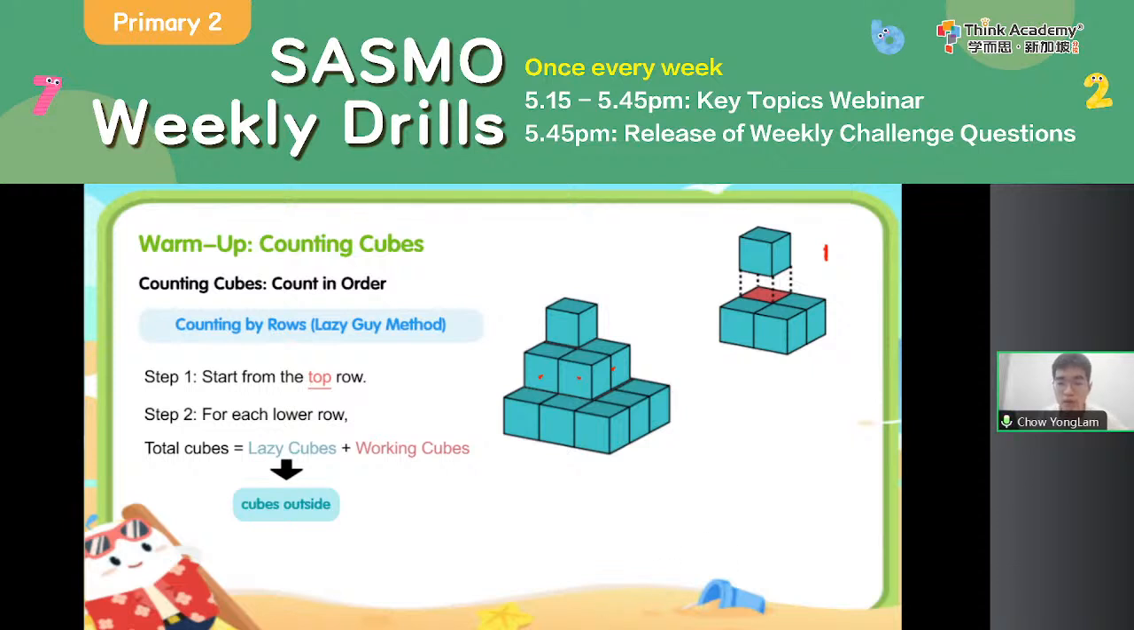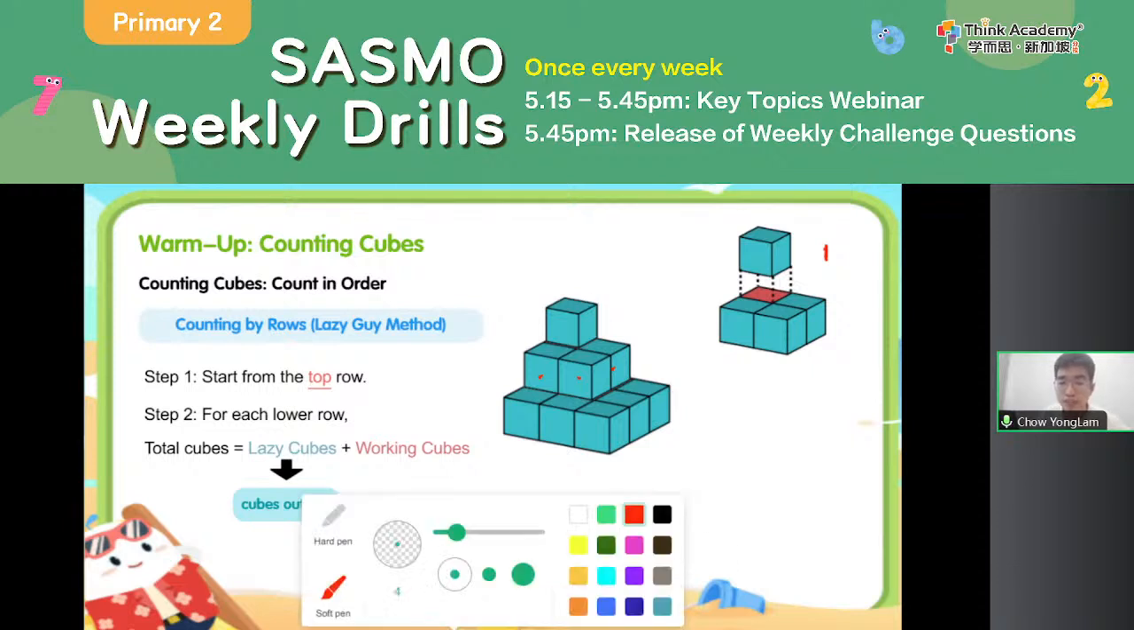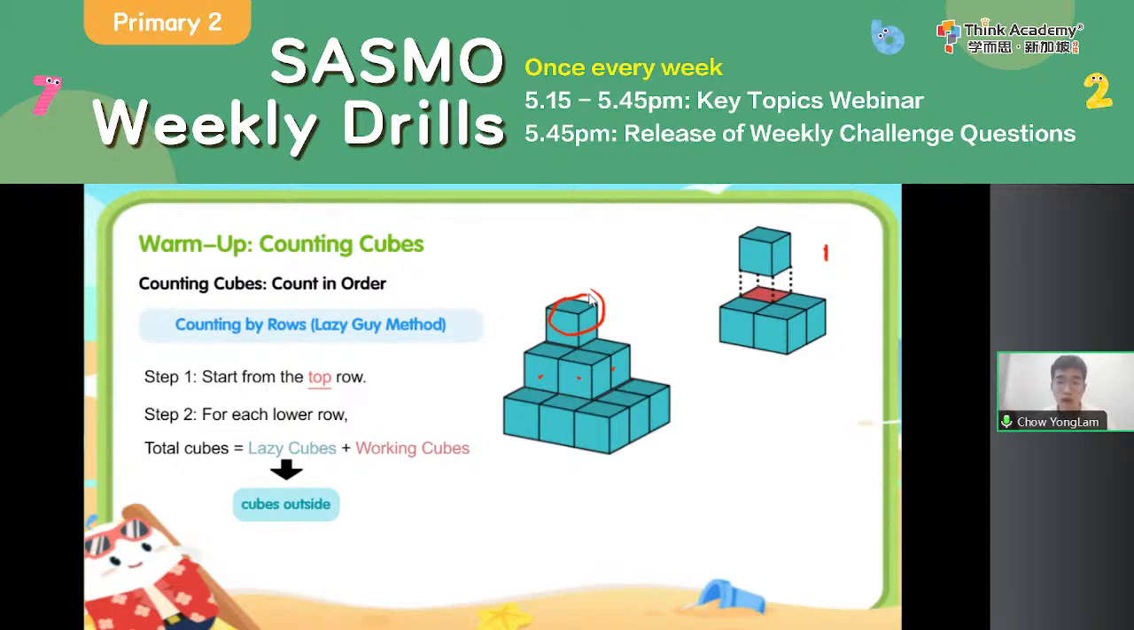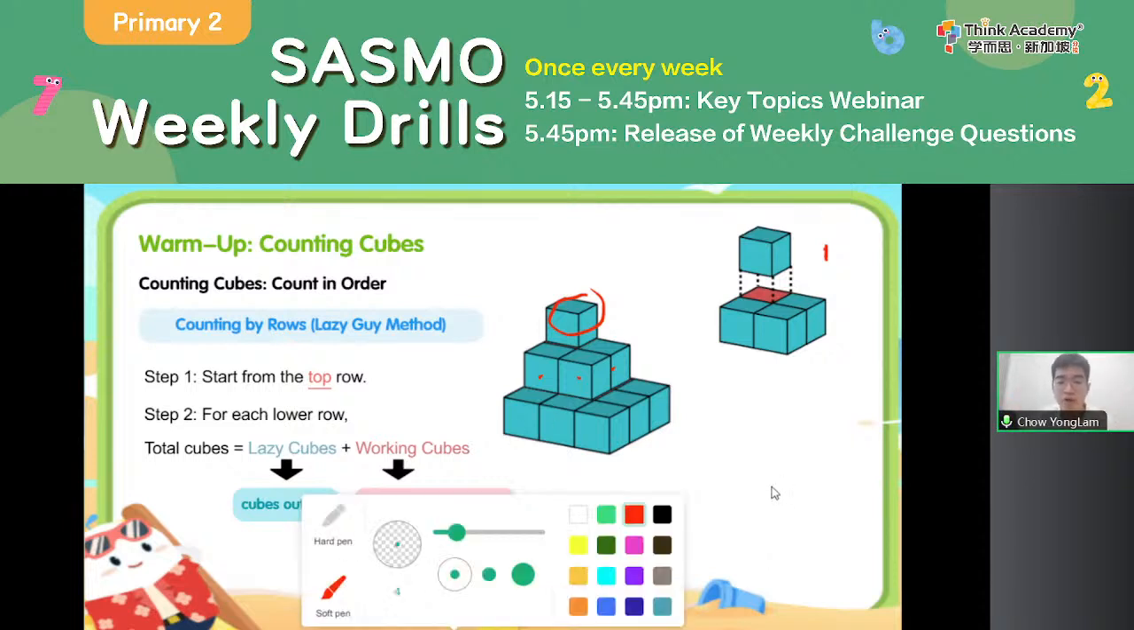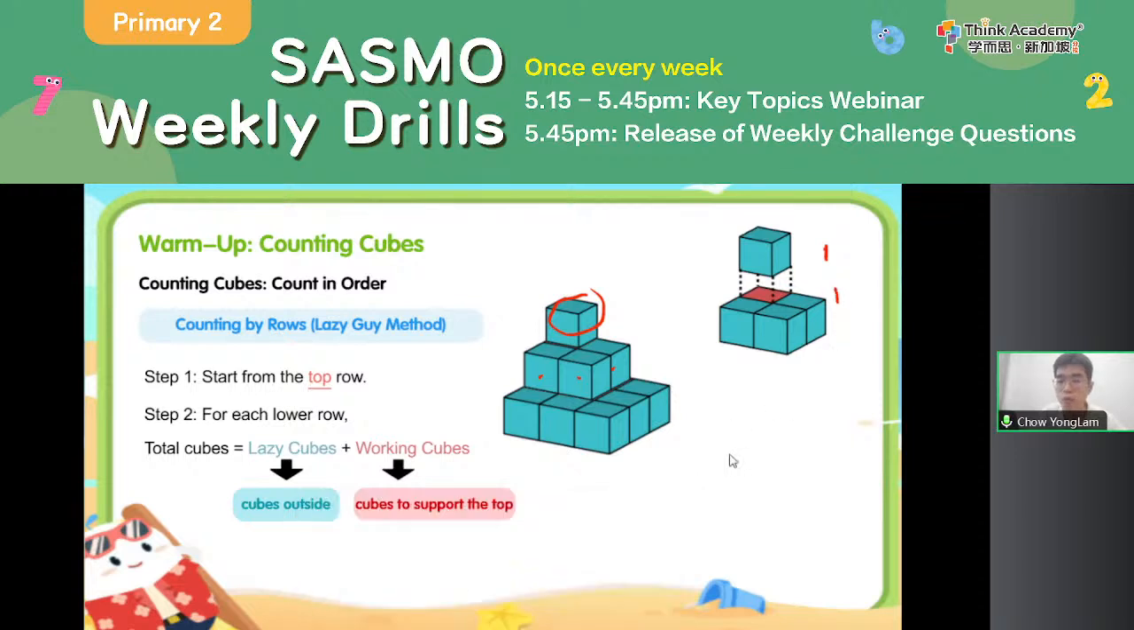However, think about why the cube on top over here can stand up so tall. There must be someone supporting it from below. This cube that is supporting it from below, we call it a working cube. It is supporting someone on top. How do we know how many working cubes there are? We just see how many cubes there are on the layer on top of it. On top of it, there is one cube, so we have one working cube.